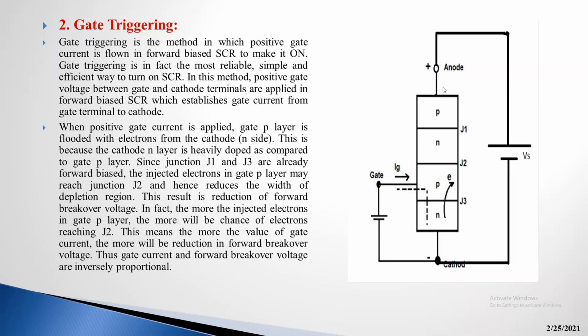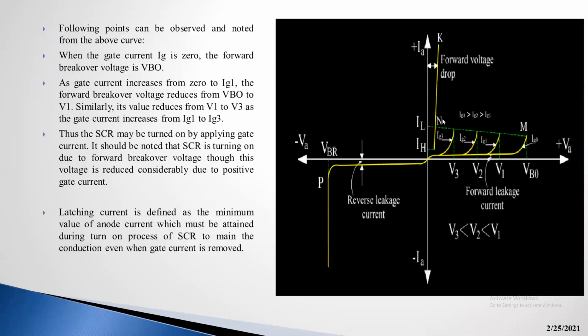Which point should be maintained? Latching current. Once the SCR turns on, the current flowing through the SCR is called the anode current. Is it clear?